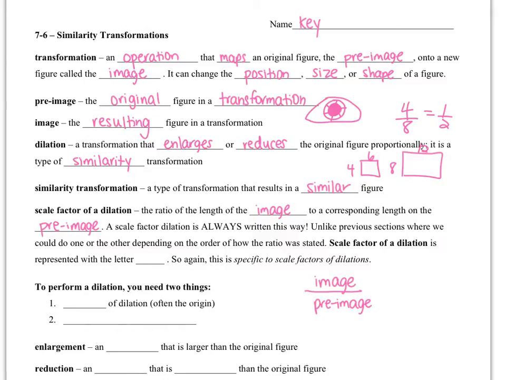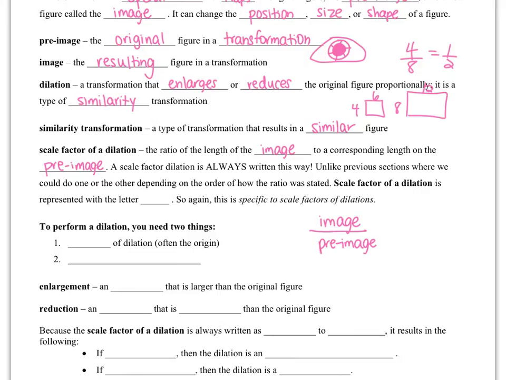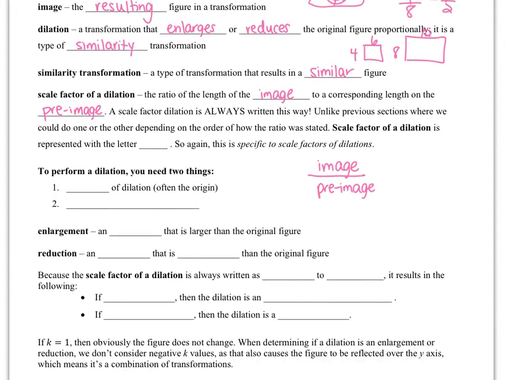But when we look at it as image and pre-image here in a dilation, it will always be the image, which in this case is going to be the blown up picture, to the pre-image. So it'd be 8-4, which is 2, which makes more sense in my brain because it's double the size. The end result is double the size of the original. So to me, it makes a little more sense to look at scale factors of dilations. So let's go back up to this paragraph here.